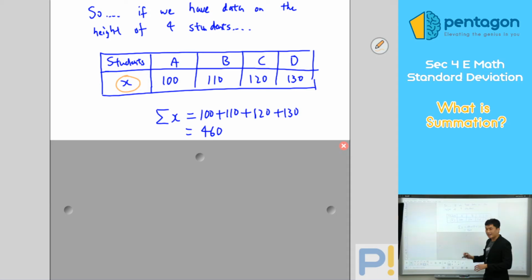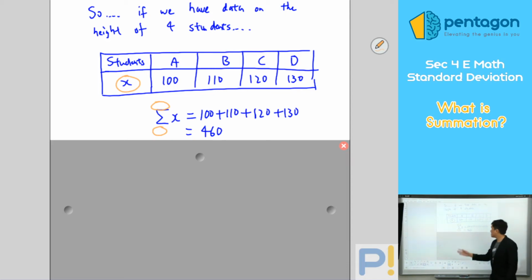So the thing that you notice is that, hey, wait, there's nothing at the bottom and the top of this summation sign. Why is that so? In statistics, when we use a summation sign, it is implied that we are going to sum up all the pieces of data. In this question, we have 4 students and there's 4 pieces of data. So when we use summation, we're going to add up all 4 heights. Suppose the question was 6 students, then I will have to sum up all the heights of the 6 students. So once again, in statistics, it is implied for summation, we're going to add up all the pieces of data.